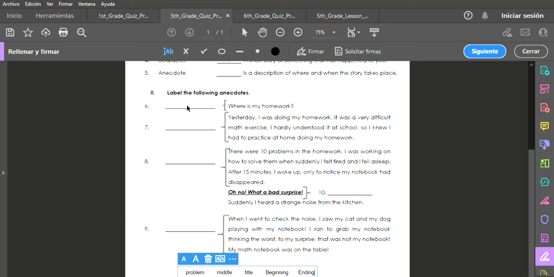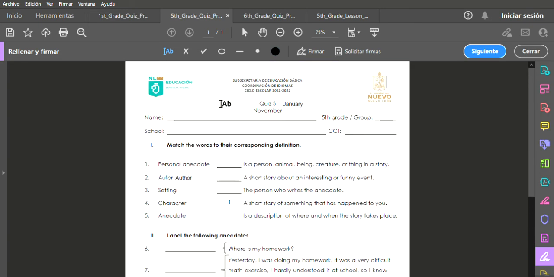And because I see here the title and because I see here the rest of the parts, I know that in number 10 we have to write problem. This is the problem of the anecdote. This sentence indicates problem. Esta oración me indica que ahí está el problema de la anécdota. Okay? So, this is the exercise number 2. And this is the January quiz. Este es el ejercicio número 2 y, por supuesto, el quiz de enero. Si hubo algunos errores por ahí de ortografía, pero este fue el quiz de enero.